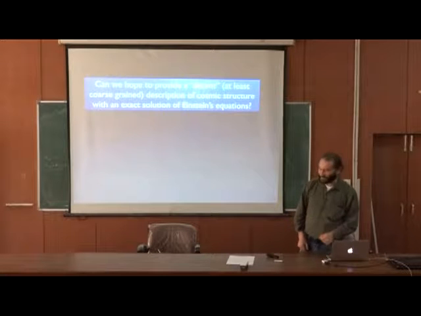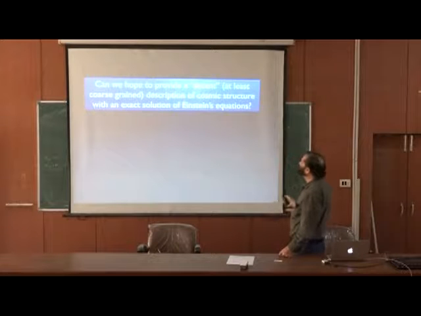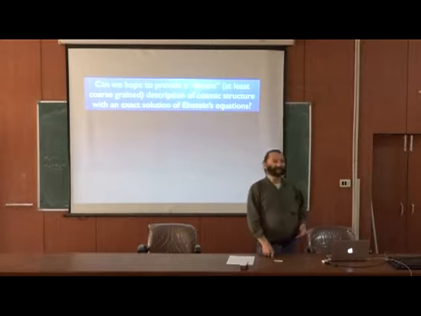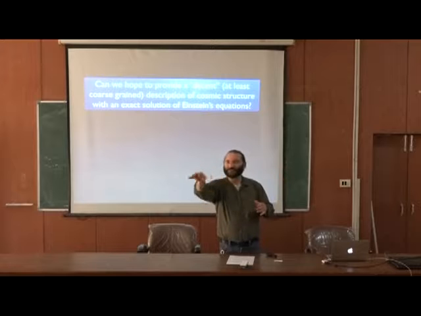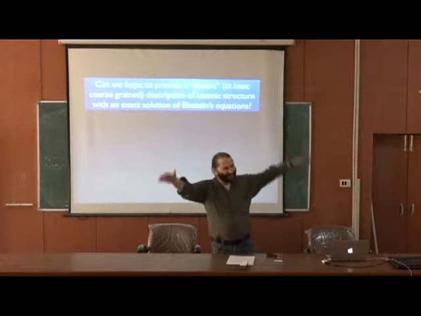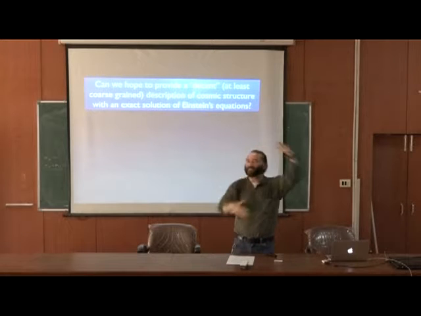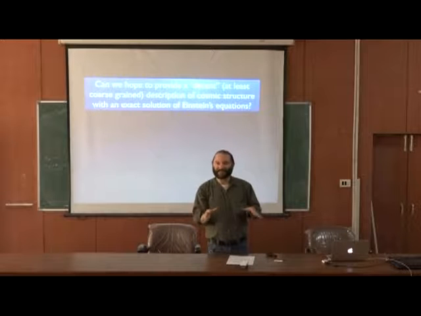can we hope to provide a decent, at least coarse-grained description of cosmic structure of this type with an exact solution of Einstein equations? That's what I mean by coarse-grained. If I coarse-grain you, I substitute each one of you by a cube. Of course, they are not cubes. You're going to say, no, no, no, I have ears, I have legs, arms. I'm not a cube or a cylinder. But coarse graining means to omit details. I want to omit details, right?